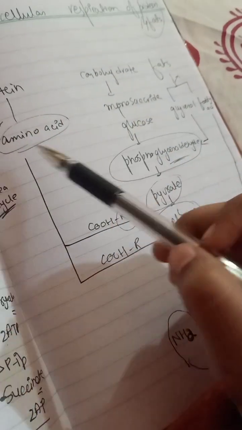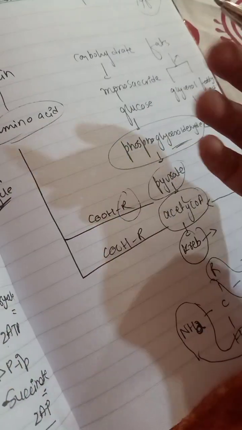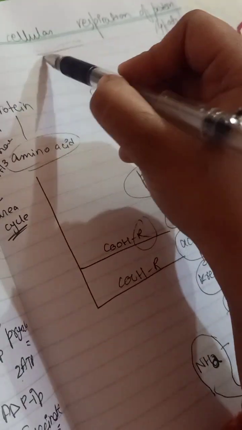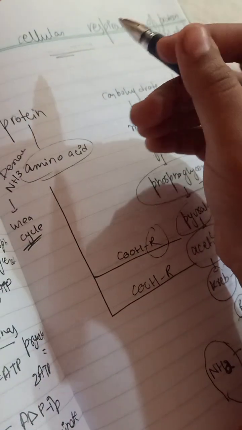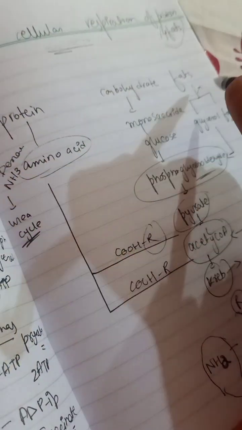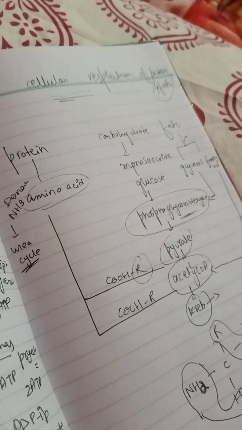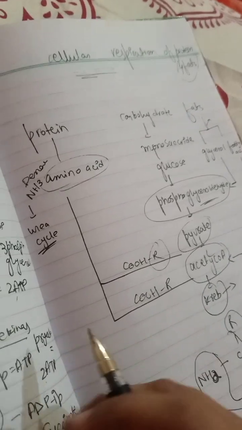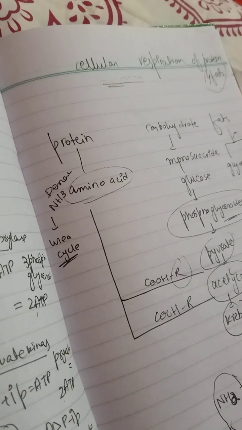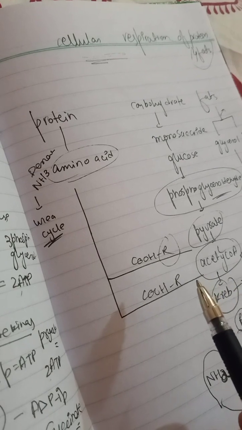So these products are converted into many forms through which the energy will be released, and this process occurs when there is no sugar present. So this organic compound is used to release the energy. We have discussed that the NH3 will enter the urea cycle and become a part of urea.